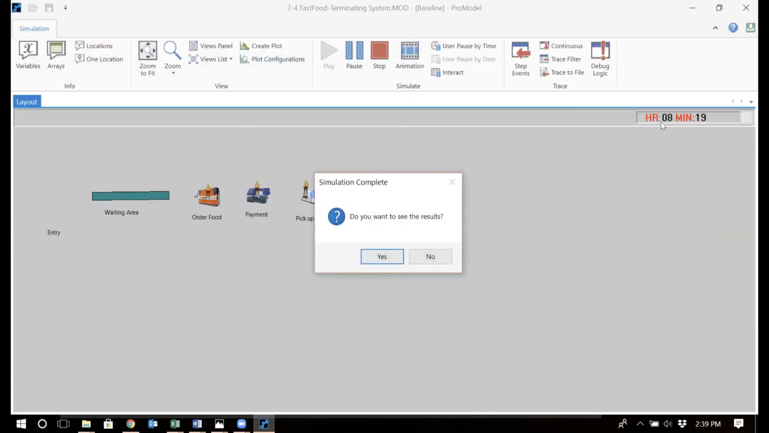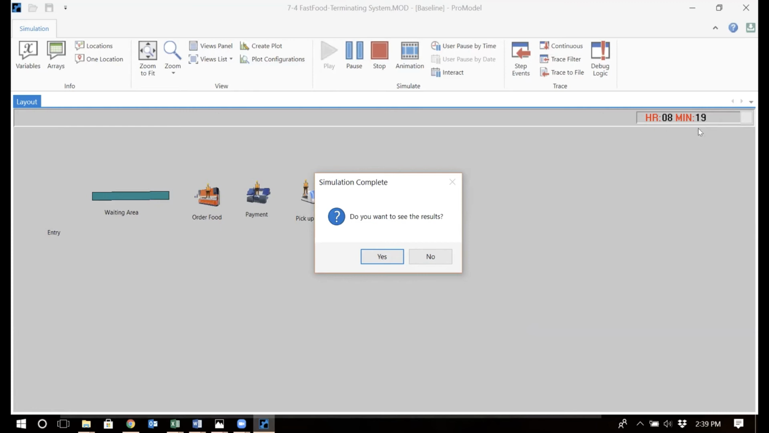You see, my model ran 8 hours and 19 minutes. That means after the 8 hours of operation were done, the simulation still needed to continue another 19 minutes for every entity already in the system to get the service and leave, and then the simulation stopped.